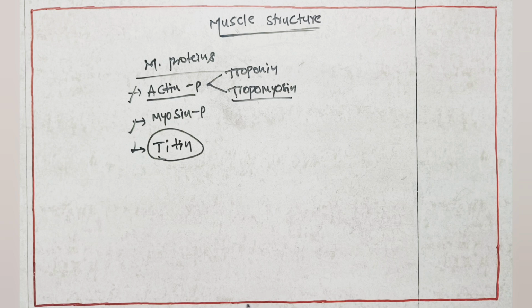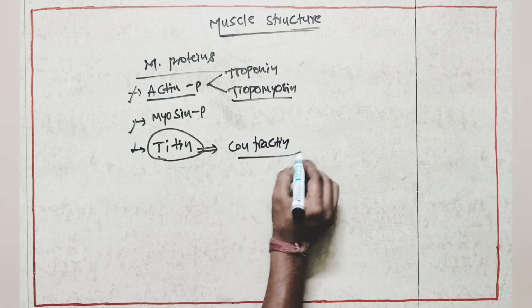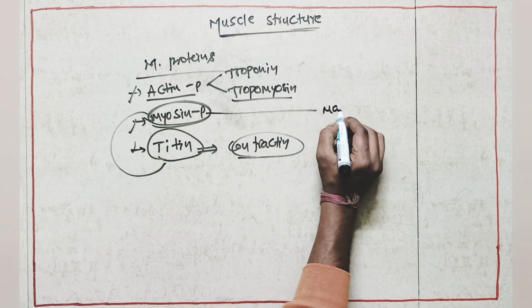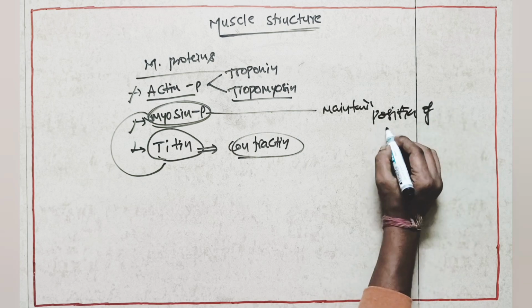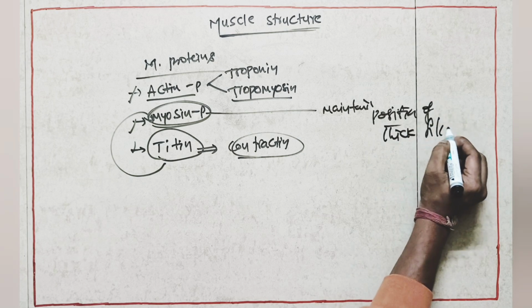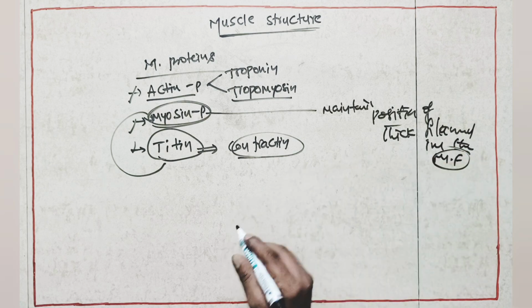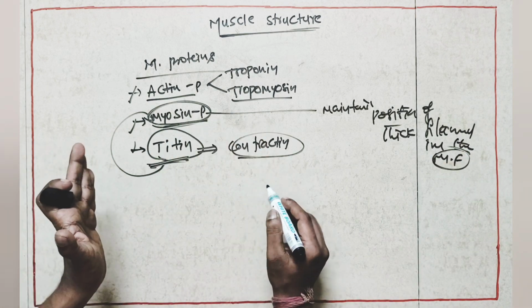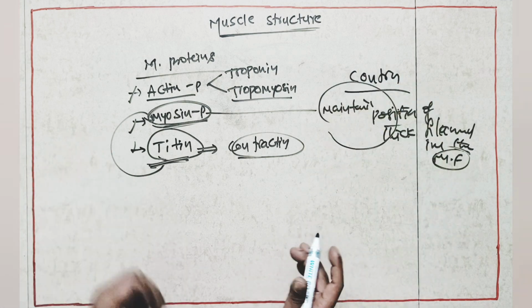What is the function of the titin protein? When the muscle is contracting, the titin protein maintains the position of the thick filament in the muscle fiber. That's the function. Titin maintains the position of the myosin in the muscle tissue when the muscle is contracting. So this is about the proteins of the muscles.